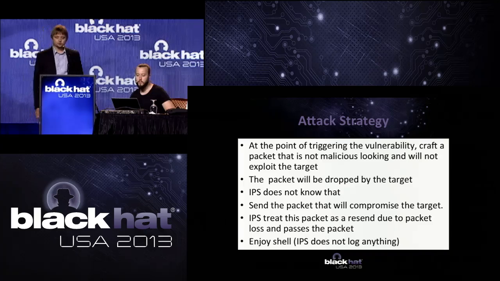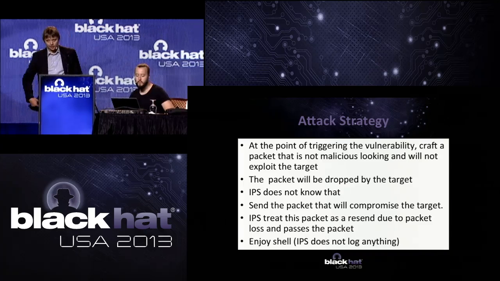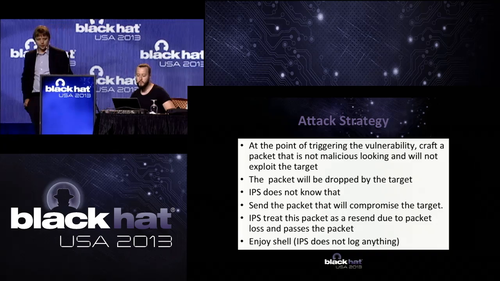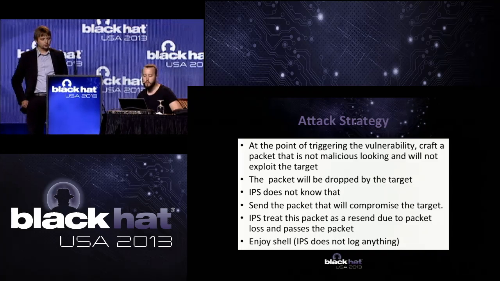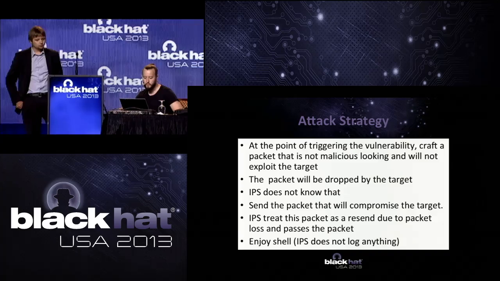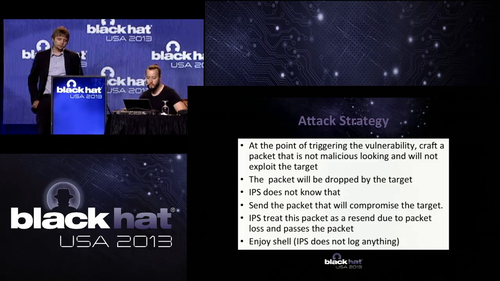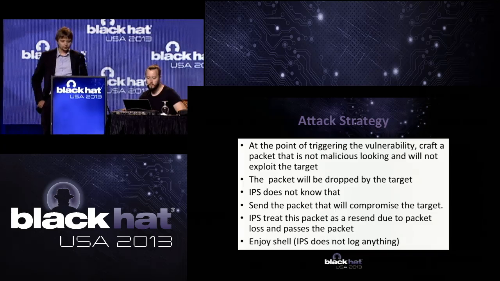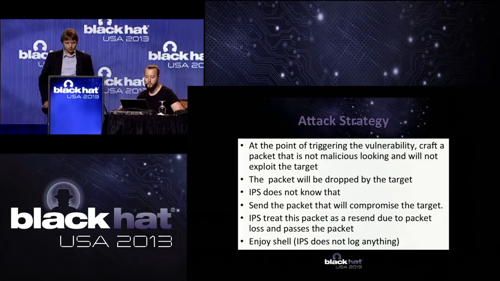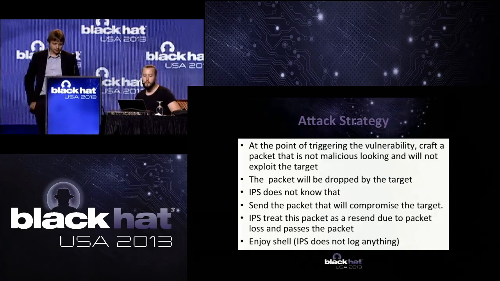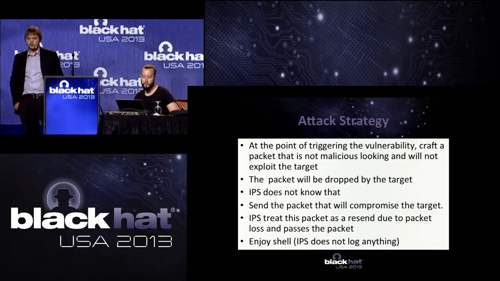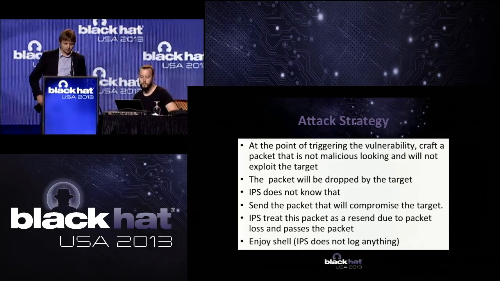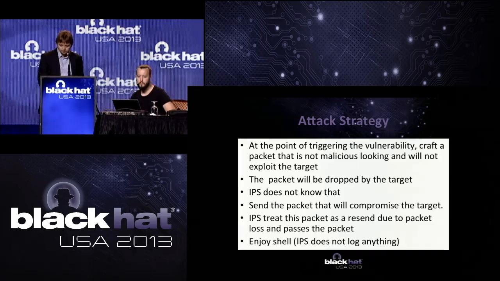So a good attack strategy would be that, at the point that we would trigger the vulnerability, we craft a packet that's not malicious looking and will not exploit the target. But this packet will be dropped by the target because of some error in the packet, like some IP options or TCP options. So the IPS doesn't know that the packet was dropped. Then we send the compromising packet, using the same sequence number and everything, for the IPS to think it's a retransmit, and then we get the shell.